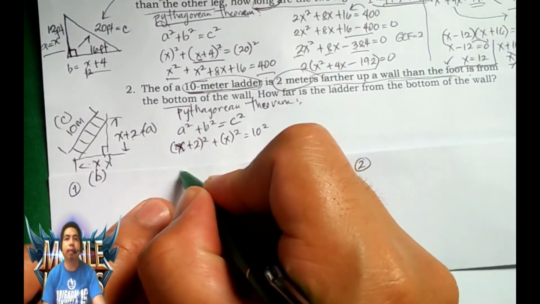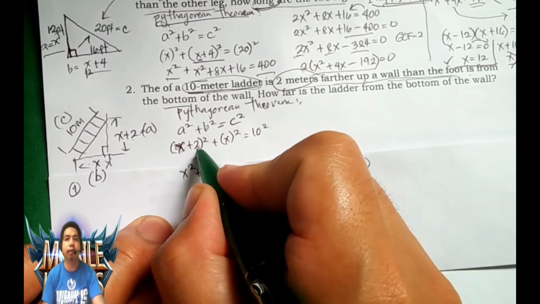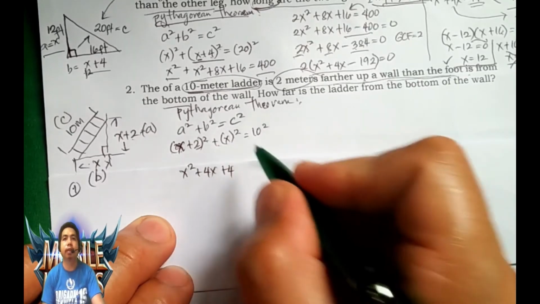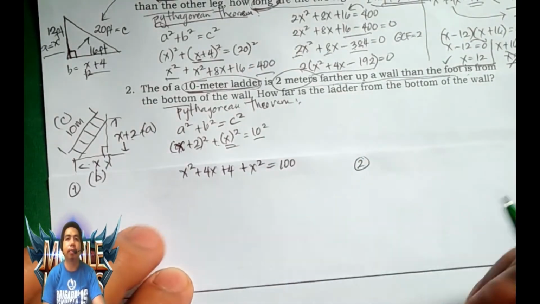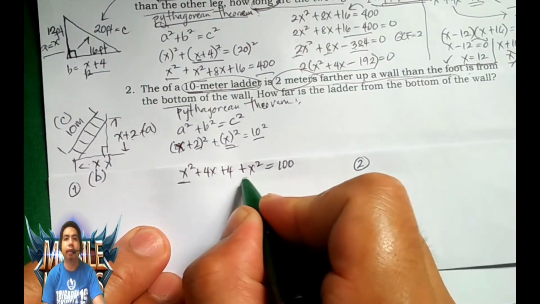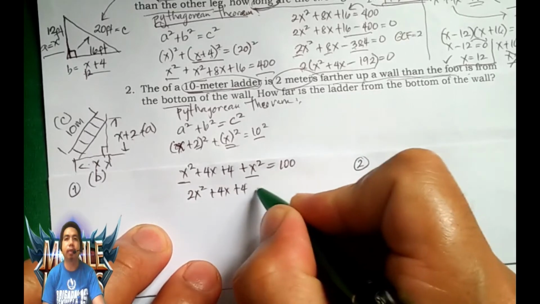So, square natin to, square yung binomial. Again, square the first term, x square, twice the product of the first and the last, x times 2, that is equal to 4x. Then, square the last term, we have positive 4. Then, square din natin to, we have x square. That is equal now to, square natin yung 10 times 10, that is equal to 100. So, combine natin yung similar term, x square plus x square, that is equal to 2x square plus 4x plus 4, that will be equal to 100.